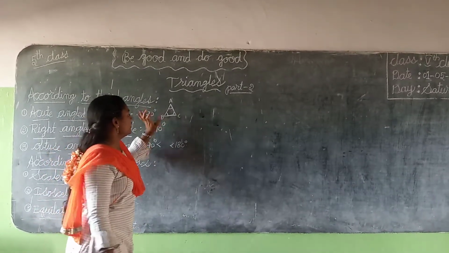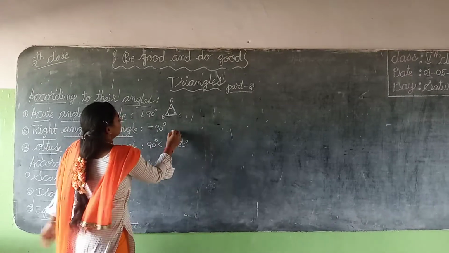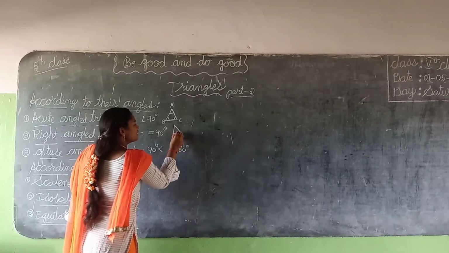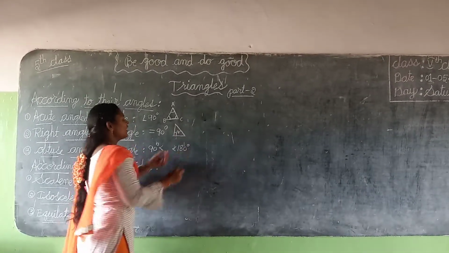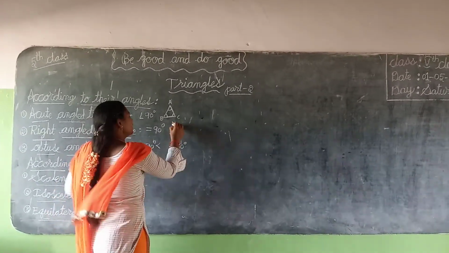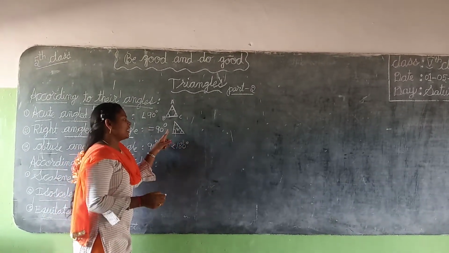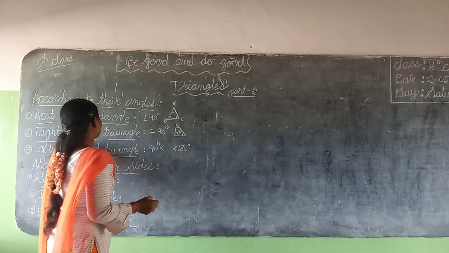Next, the right angle triangle. What is a right angle triangle? One angle is exactly 90 degrees, and the remaining two angles are less than 90 degrees. So a triangle with one angle of exactly 90 degrees is called a right angle triangle.